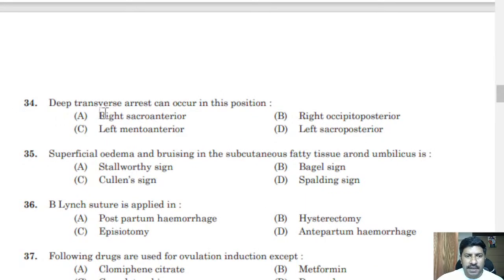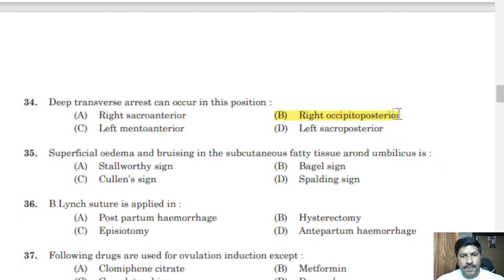Then deep transverse arrest can occur in this position. Usually in occipital-posterior position, there will be a chance for a deep transverse arrest. So correct option is option B, right occipital posterior. Left occipital posterior also will cause it, right occipital posterior also will cause it. So in these options, right occipital posterior is the only one there. So correct answer is option B.